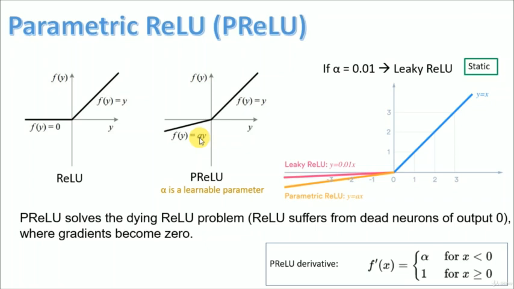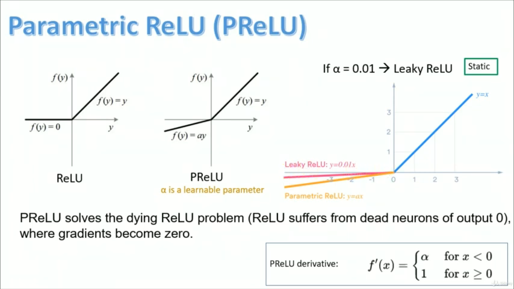Now there's a special case of parametric ReLU when you set this alpha to a constant of 0.01. This is called leaky ReLU. This is the static case: alpha here is a constant, it's not learned. Leaky ReLU is basically 0.01 times x, and parametric ReLU is alpha times x. In parametric ReLU, you learn this alpha, and in leaky ReLU, you don't learn it, you just set a constant value of 0.01.